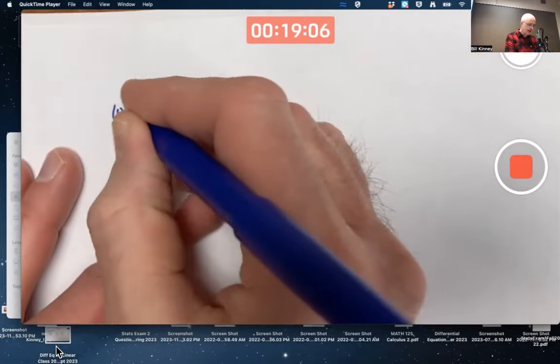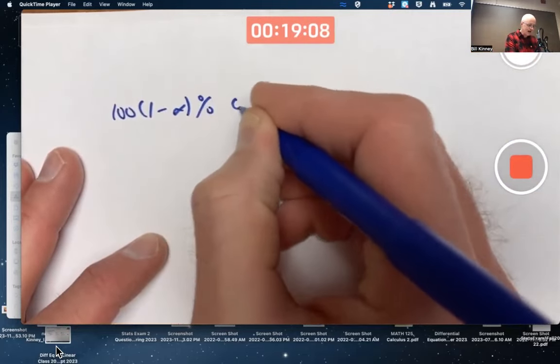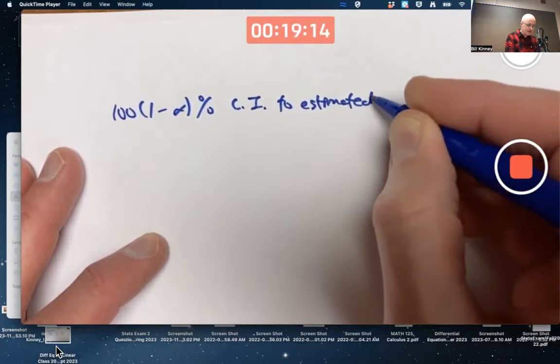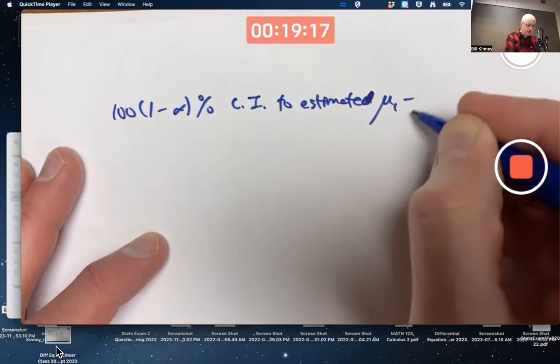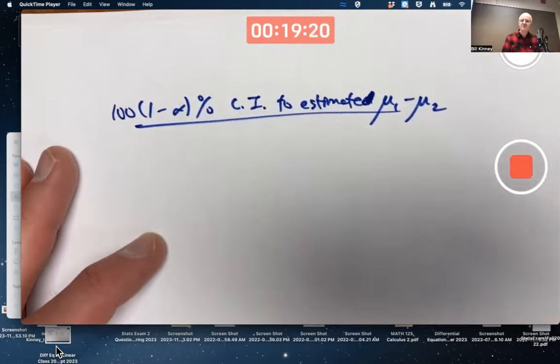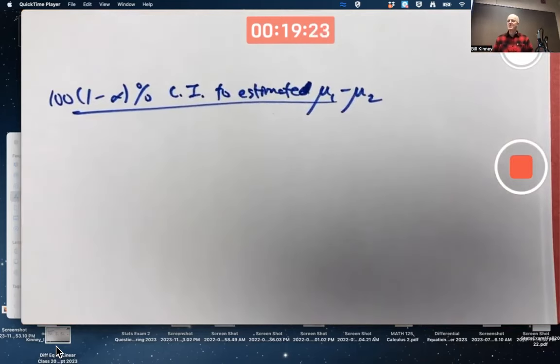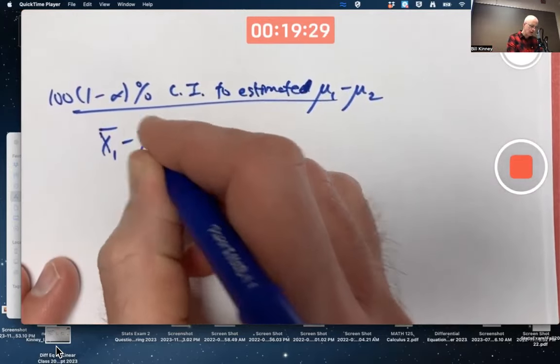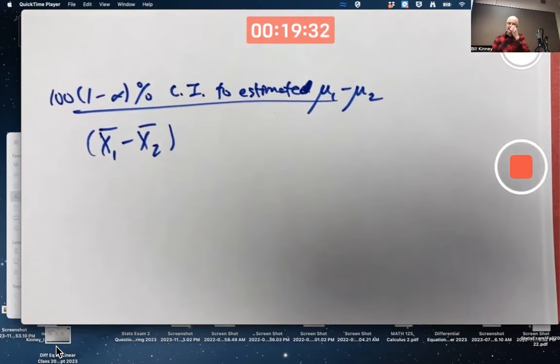Here is a 100 times (1 minus alpha) percent confidence interval to estimate the difference of two population means, mu1 minus mu2. What's, first of all, a natural logical point estimator? How about x1 bar minus x2 bar? Nice and logical, natural point estimator. You might wonder, is it unbiased? And the answer is yes, because x1 bar is an unbiased estimator for mu1, and x2 bar is an unbiased estimator for mu2.